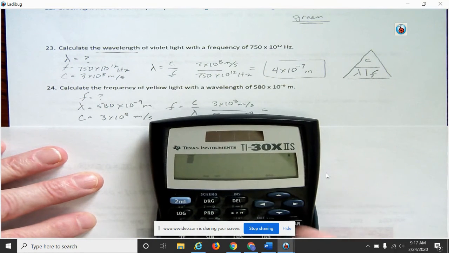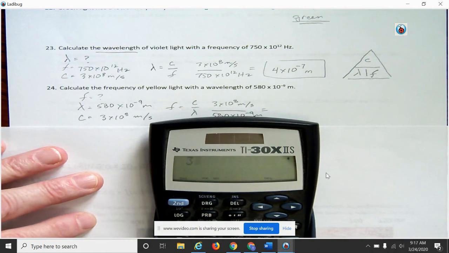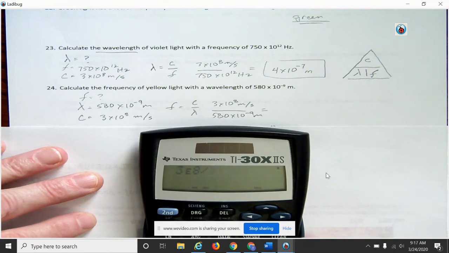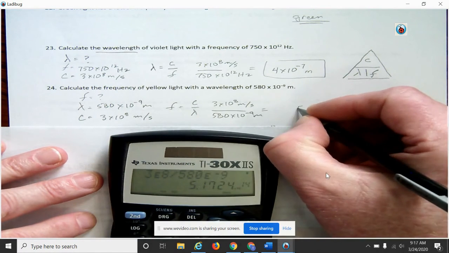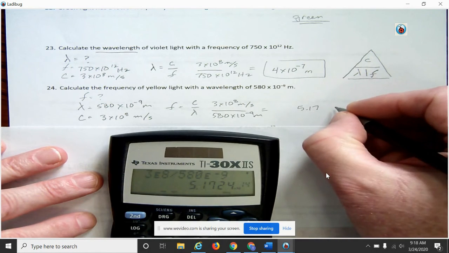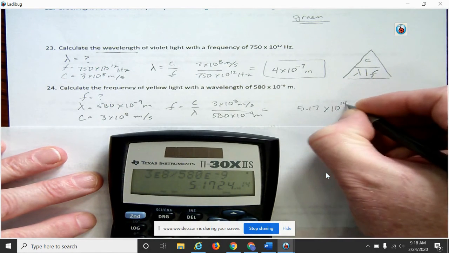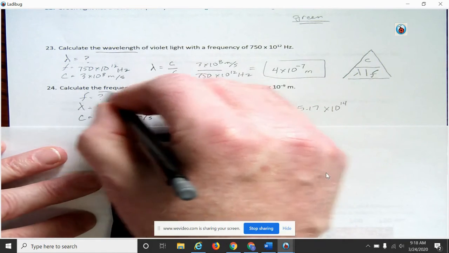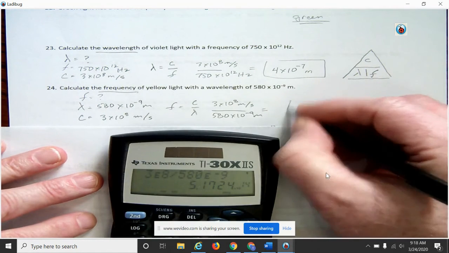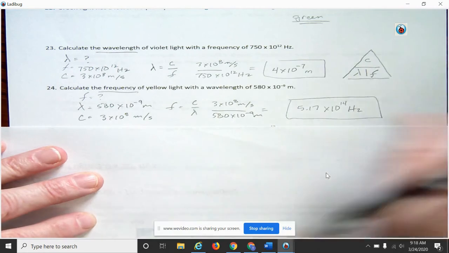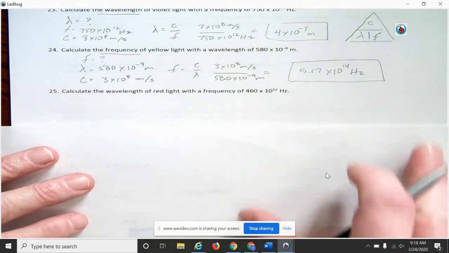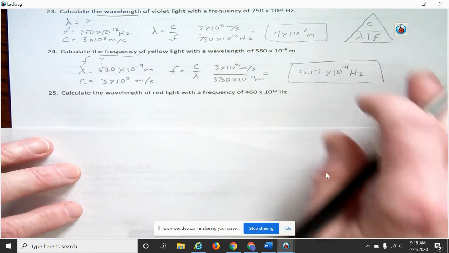Let's plug this one in. So I get 3 times 10 to the 8th divided by 0.580 EE minus 9, and I get 5.17 times 10 to the 14th. And this is actually going to be frequency, so my units are going to be in hertz. Okay, one more, just so you understand. And that way I've done a few of them for you.